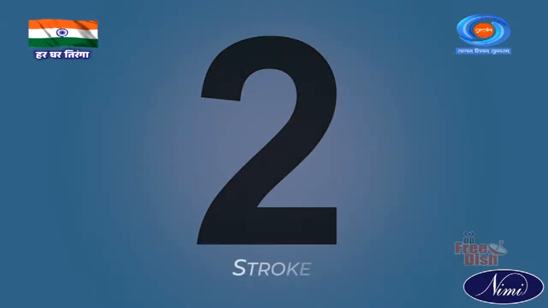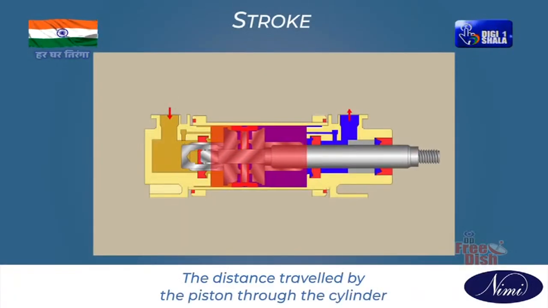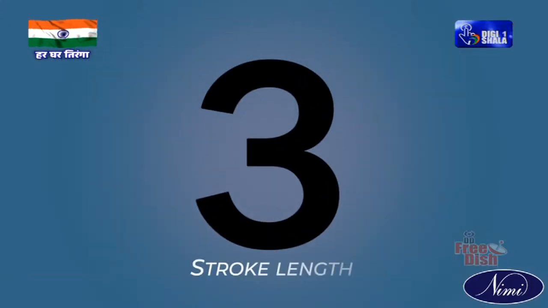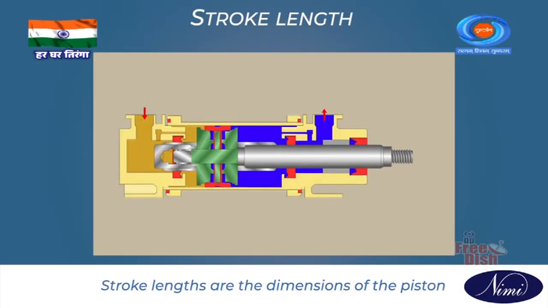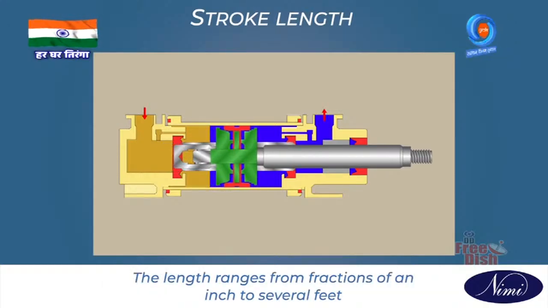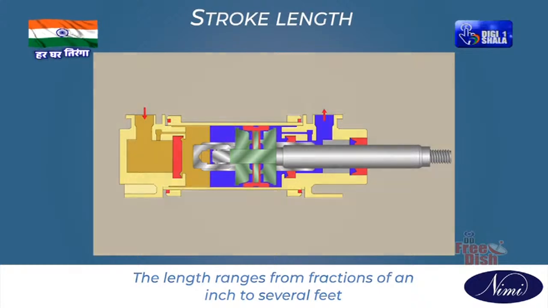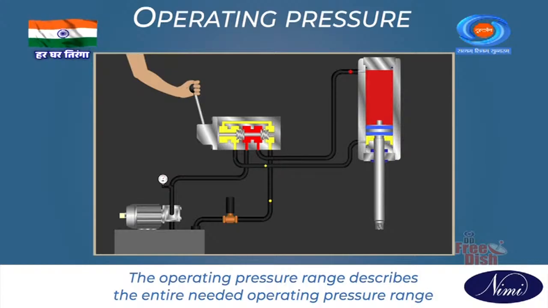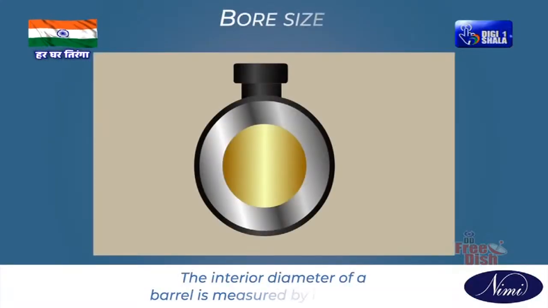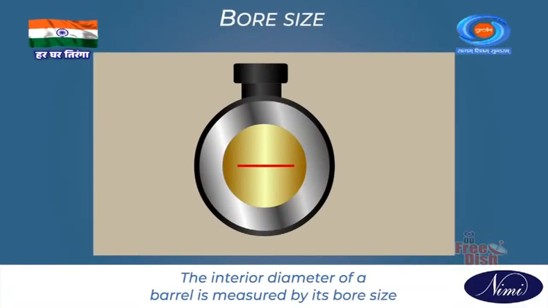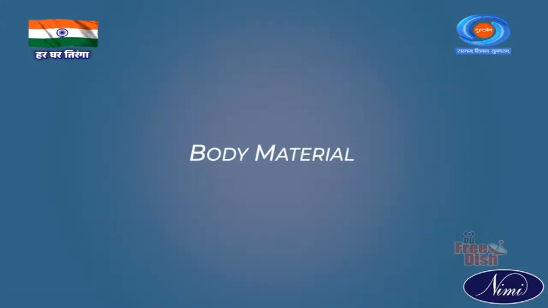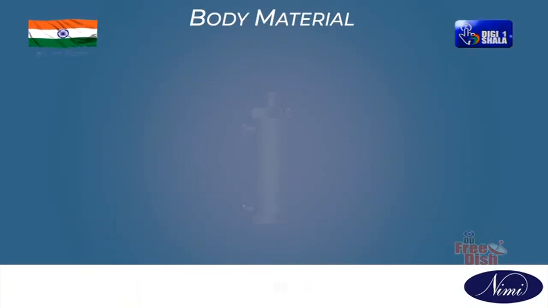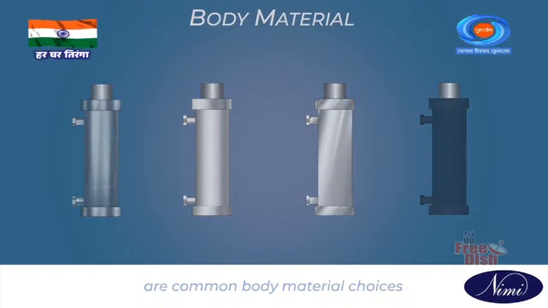Number 2. Stroke. The distance travelled by the piston through the cylinder. Number 3. Stroke length. Stroke lengths are the dimensions of the piston. The length ranges from fractions of an inch to several feet. Operating pressure. The operating pressure range describes the entire needed operating pressure range. Bore size. The interior diameter of a barrel is measured by its bore size. Body material. Aluminium, steel, stainless steel, and plastic are common body material choices. Rod length.